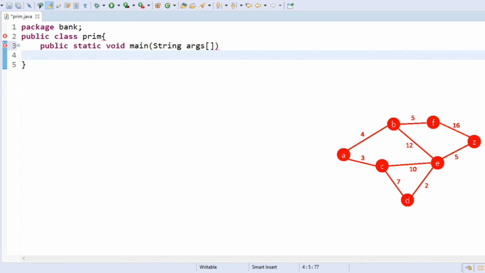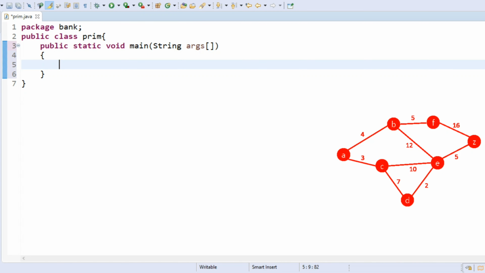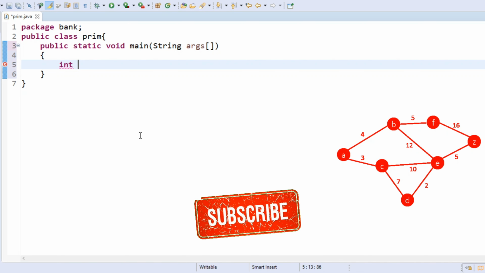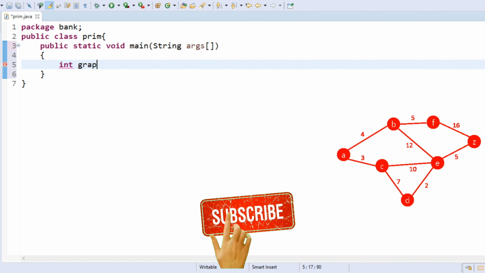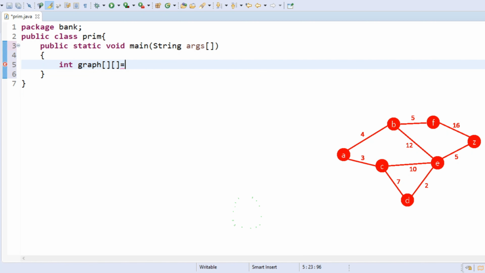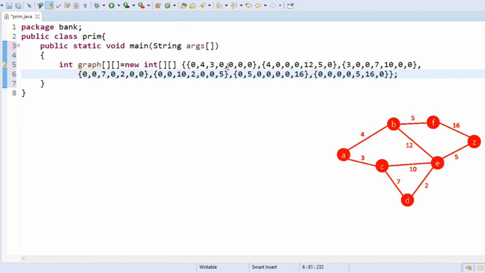In that main method, I would like to declare the graph by using a 2D matrix. So a 7 by 7 matrix, because in the example that I explained in my previous video session of Prim's algorithm, I took a graph of size 7 by 7. So I would like to take a 7 by 7 matrix. Here I copied the elements, and I will explain them to you.